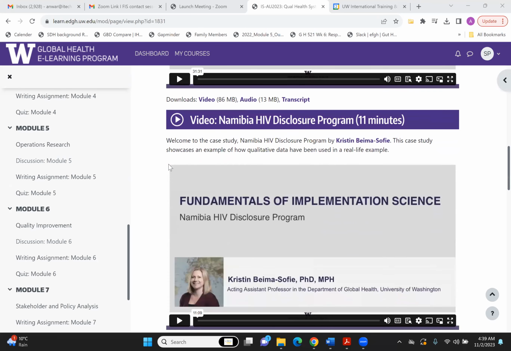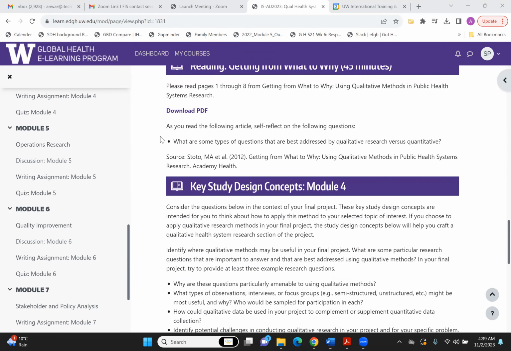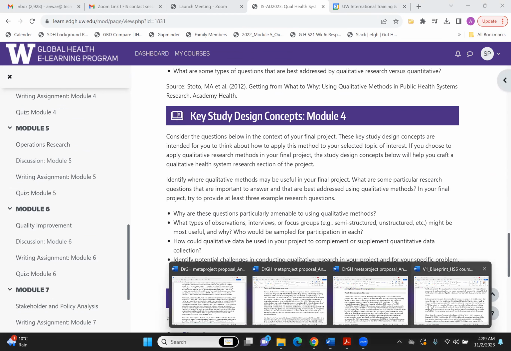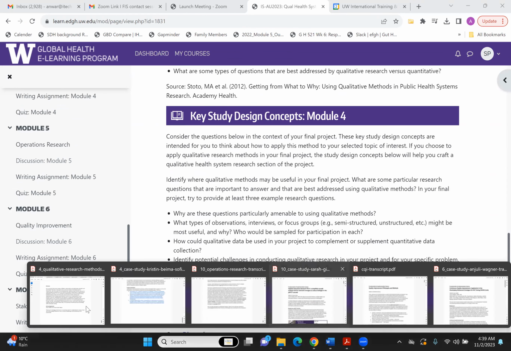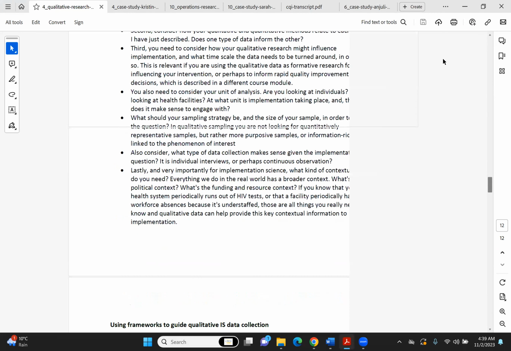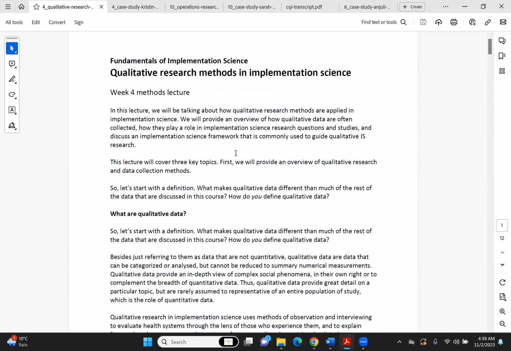The other video is one of the examples of qualitative research, from the Namibia HIV disclosure program. Then there are a couple of reading materials and activities. So I'll just briefly skim through the sessions. In implementation science, as we have seen, we are trying to see the tools which can be used, and each of these methods can itself be a course, and it's already there.